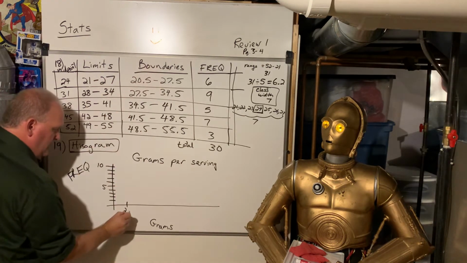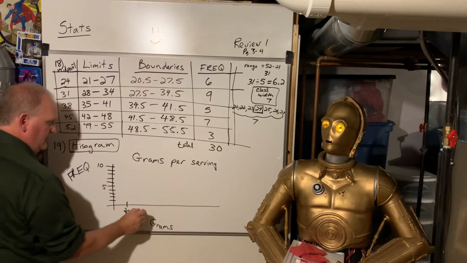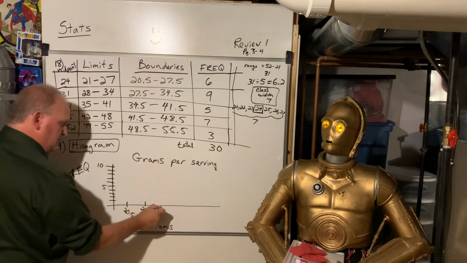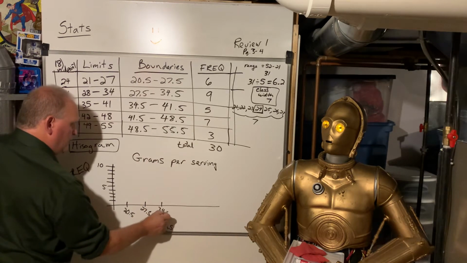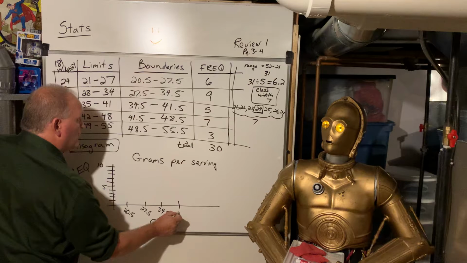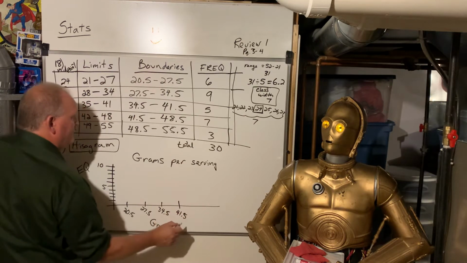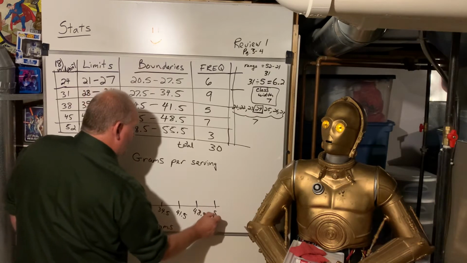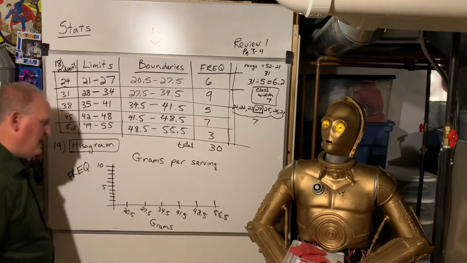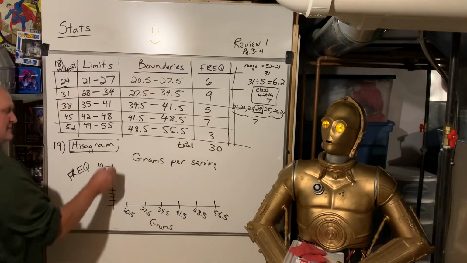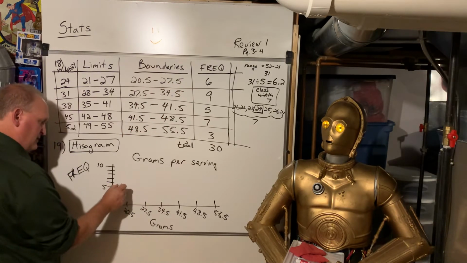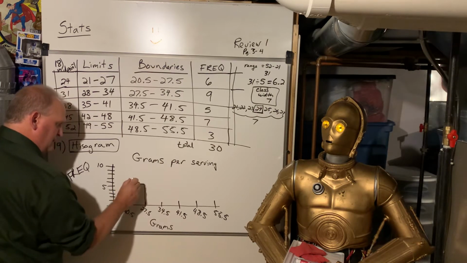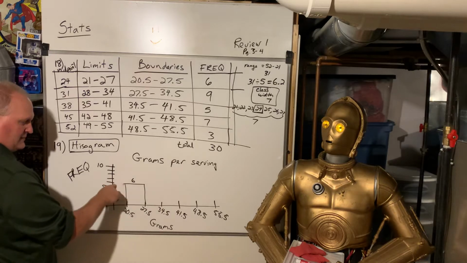So you go 20.5, 27.5. Now note it's the same, so just keep going. 34.5, 41.5, 48.5, and 55.5. Okay? Now we want the frequencies to match, so here's 6. It's right there. And if you want, you can put the little number above it, but it's even with that.